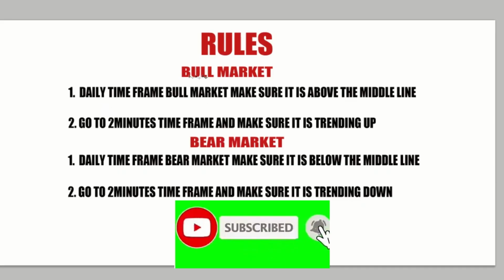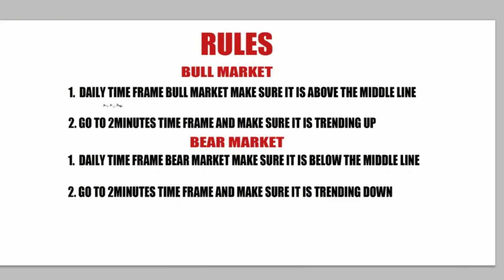Rule number one, if you are to take a bull market trade, you go to the daily time frame, make sure that the bull market on the daily is currently above the middle line. If you have not watched the first video, you need to go back and rewatch that first video. Go to the daily time frame and make sure that the market is above the middle line. Then go back to the 2 minutes time frame and make sure that the market is trending up properly.